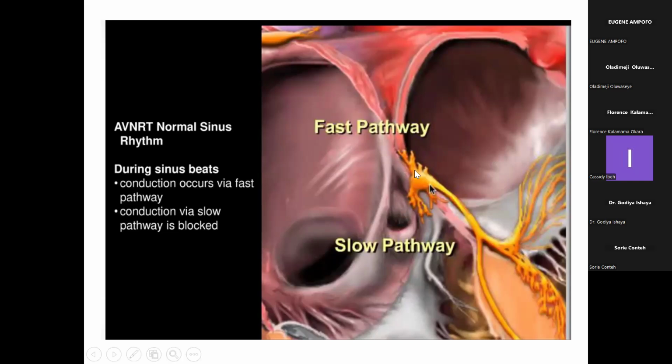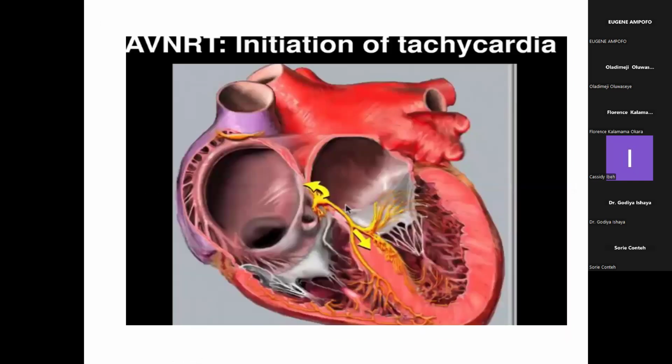We are emphasizing that even within the AV node, there will be a fast pathway and a slow pathway, and that is what generates this tachycardic mechanism. When you are ablating, ablation is just like burning off, like using diathermy to burn off something. So when we're ablating, we are targeting that tract so as to terminate the tachycardia.